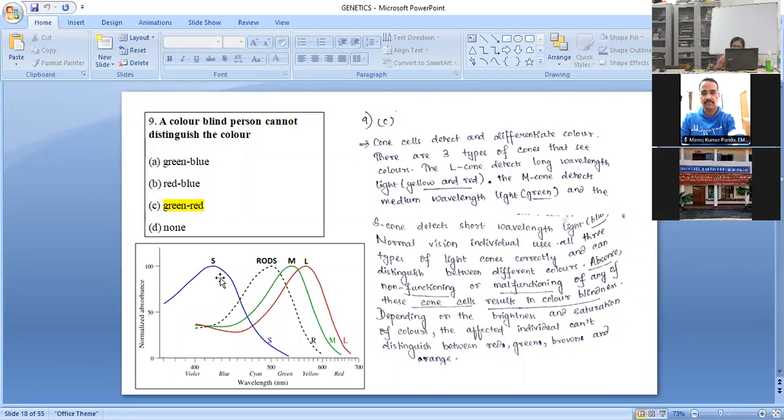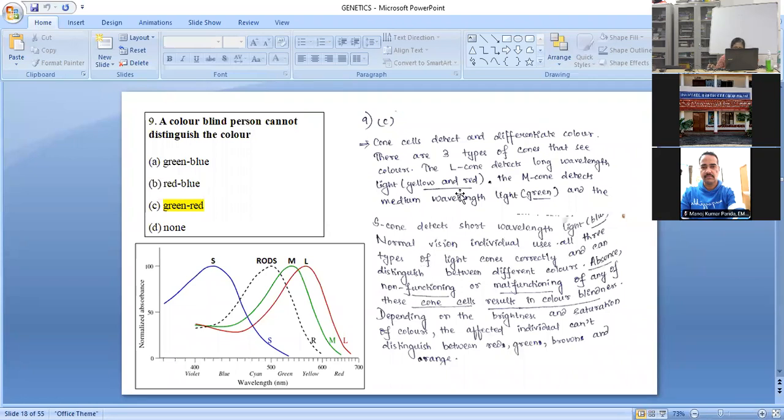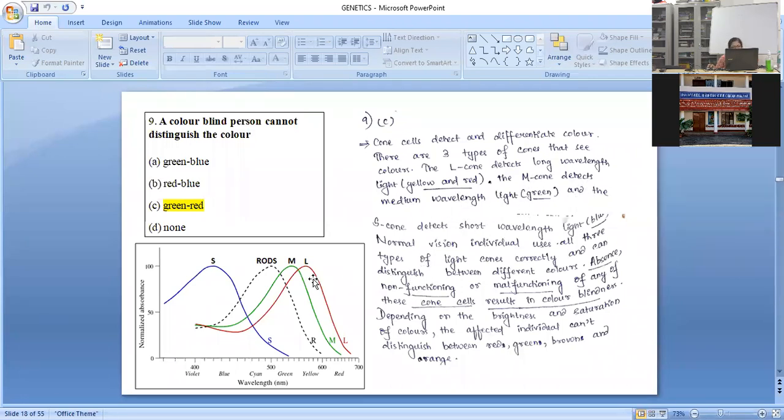The L cone is represented as L because it detects longer wavelengths. Okay, and the M cone detects medium wavelength light, that is the green, and the L detects the longer wavelength, that is the red. S detects the smallest one, that is the blue.